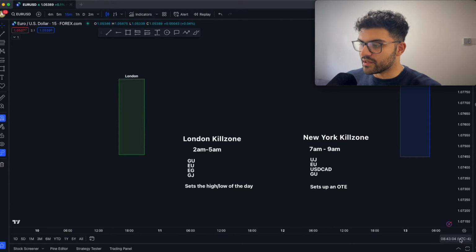So as you can see below here, I have my charts, my timing set to UTC-4. This is New York time. It just makes everything easier because right now it's 8 a.m. New York time, something like that. It makes everything easier to understand. So yeah, do that as well. Set your charts to New York time.